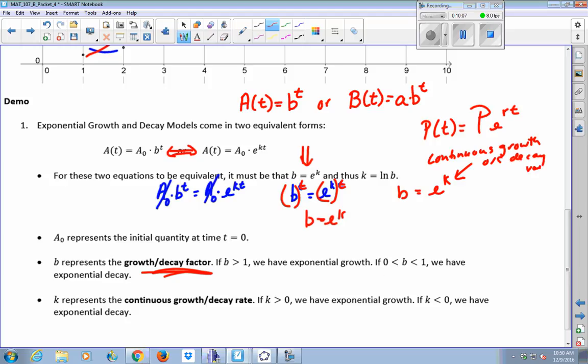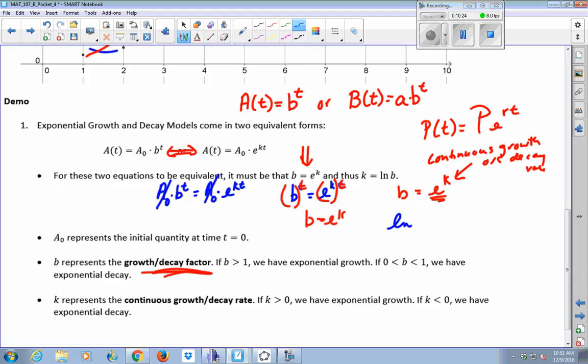Then to solve this, I have to get it out of the exponent, and I need to take the log of both sides. Well, this is the one situation where you definitely want to take the natural log of both sides, because look at what your base is. It's e.